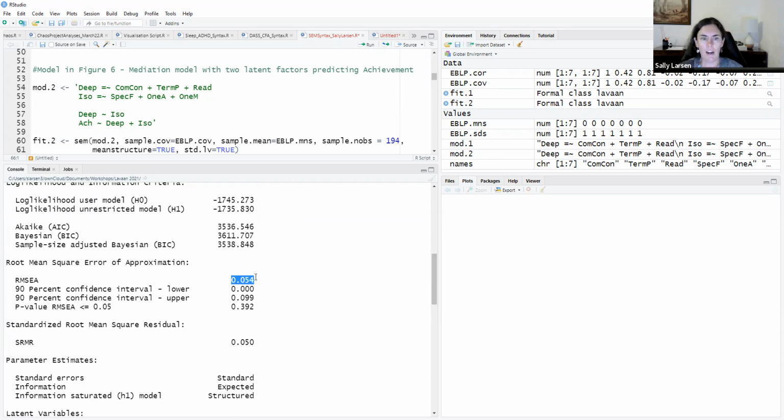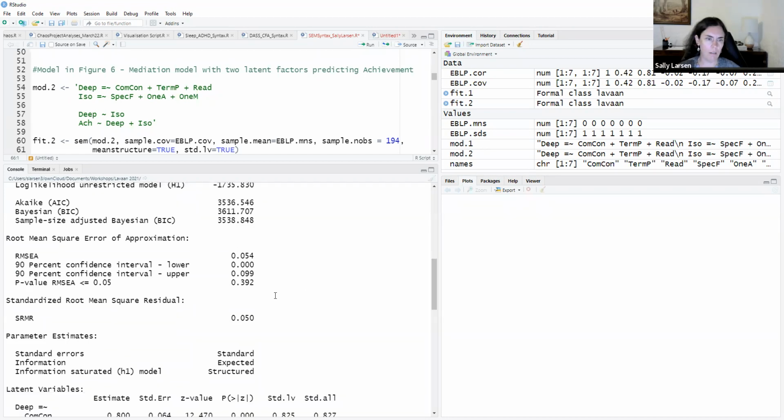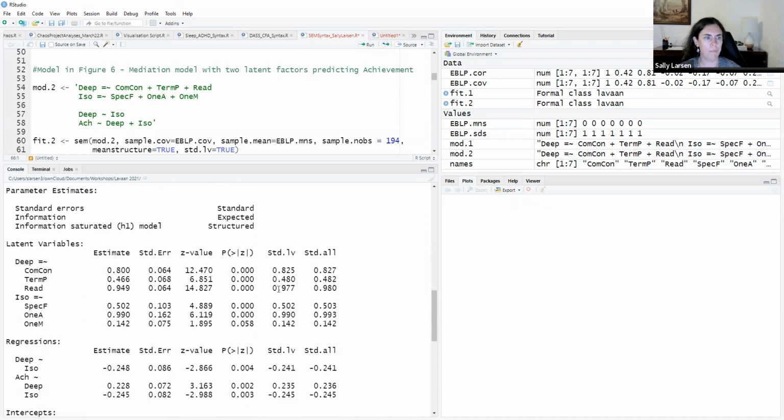Then we have the RMSEA is below 0.06 with a confidence interval that goes from 0 to 0.09, which looks fine. And then the SRMR is also below 0.06. So again, this is saying this is a pretty good model. We can interpret the parameters in this model.